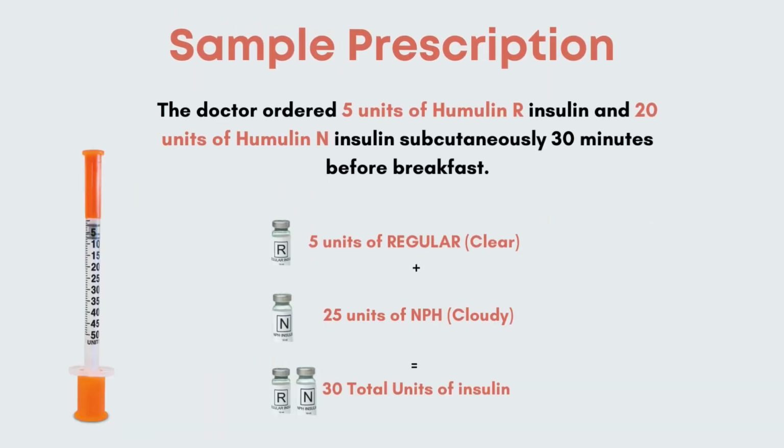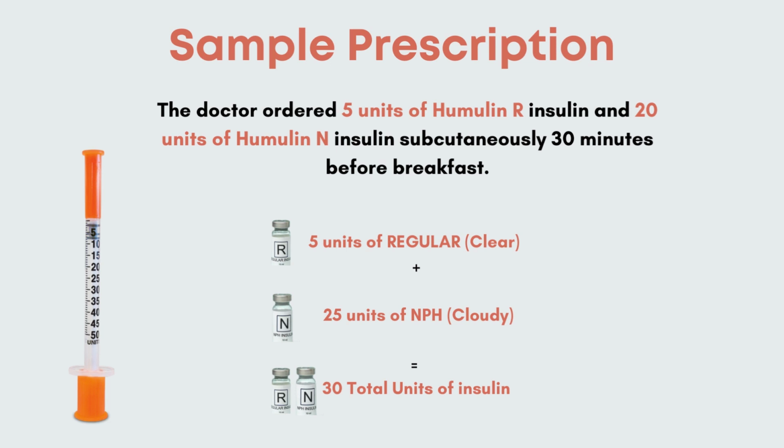So let's look at a sample prescription. So let us say that the doctor has ordered 5 units of Humulin R insulin, which is your regular, and 25 units of Humulin N insulin subcutaneously 30 minutes before breakfast. So we have 5 units of regular, clear, 25 units of NPH, cloudy. Sum total of this will be 30.